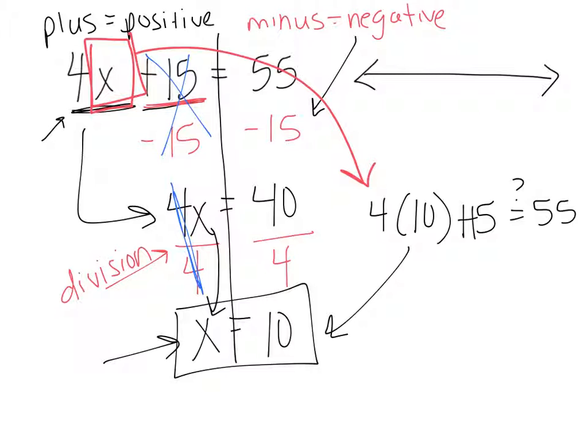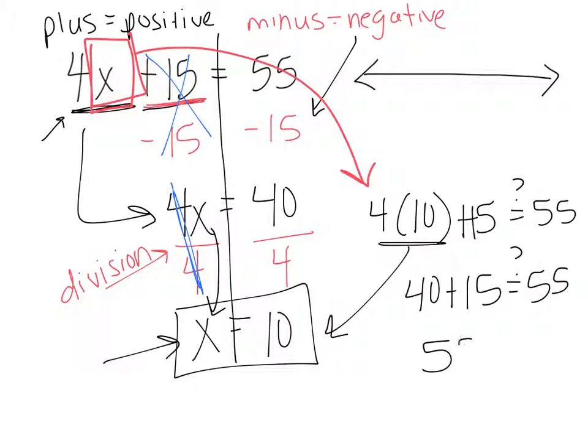We do the multiplication first. 40 plus 15 equals 55. 55 does equal 55. Excellent. I know I now have the correct answer.